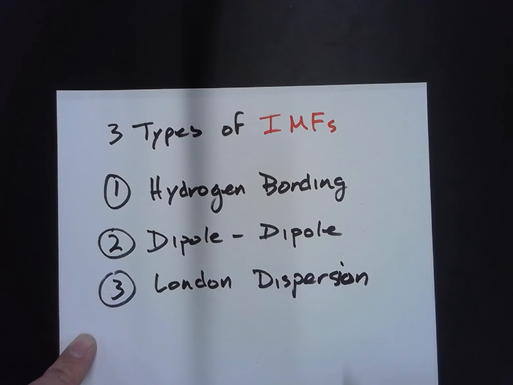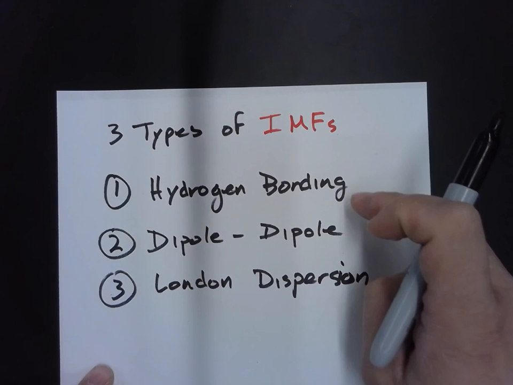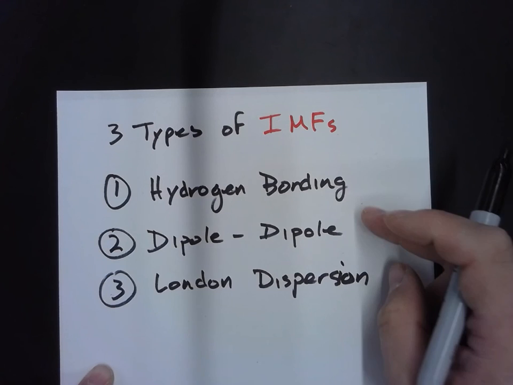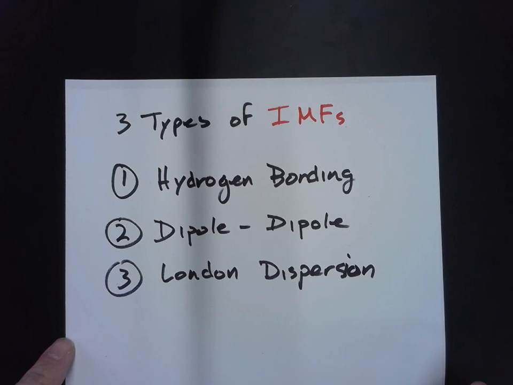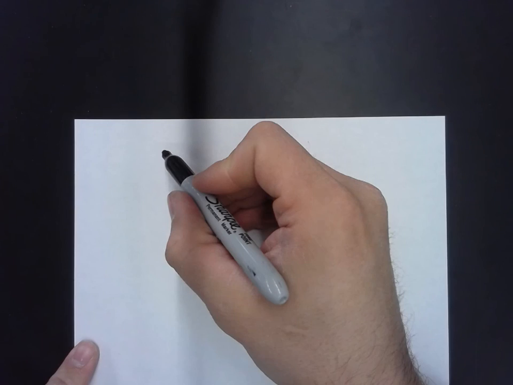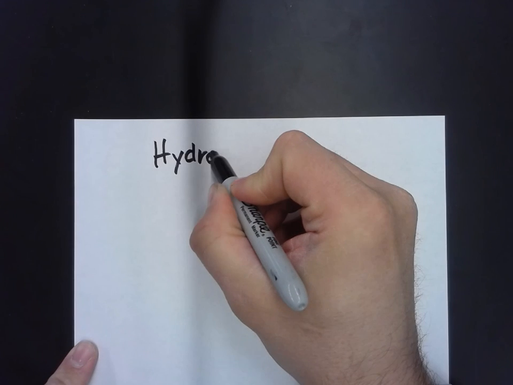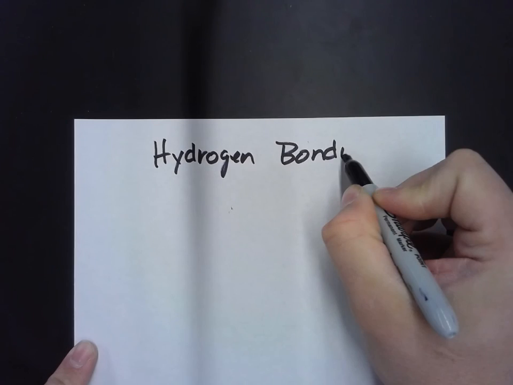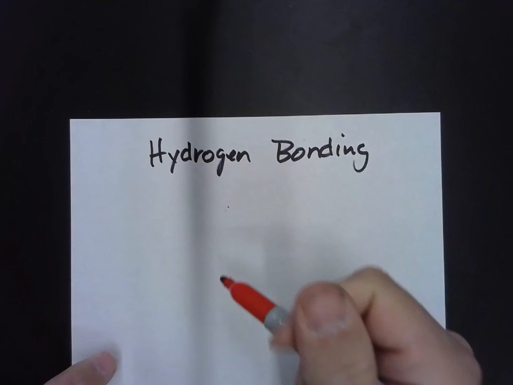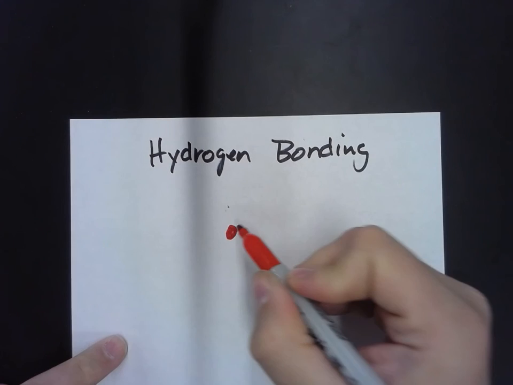There's a reason I taught you polarity, polar and nonpolar, first. You have to understand that to understand this. Let's start with hydrogen bonding. This is the easiest one, I think, to wrap our heads around. Let's start by examining a water molecule. Let's draw a water molecule and look at the polarity of this water molecule.